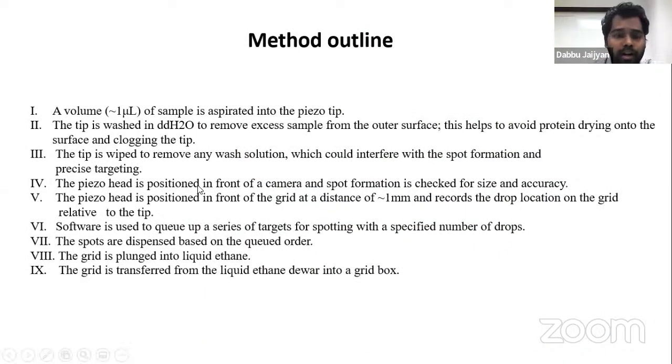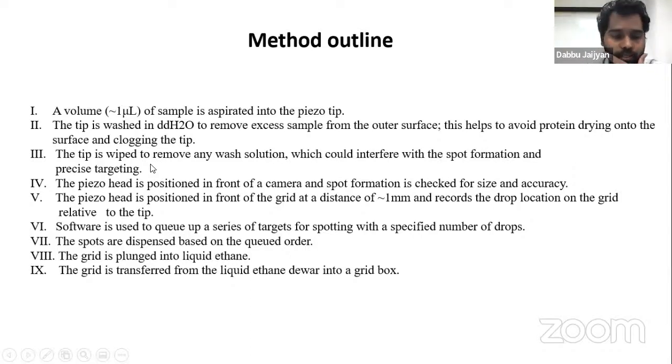So this is the outline of the method that we just saw here. A small volume, about 1 microliter of the sample, is aspirated into the piezo tips, and then the tip is washed with water to remove excess sample from the outer surface. This is important, because we don't want any sample over the tip that could leak or clog the tip. And then after washing, the tip has to be wiped to dry it, because wetness could interfere with the spot formation and the precise targeting.